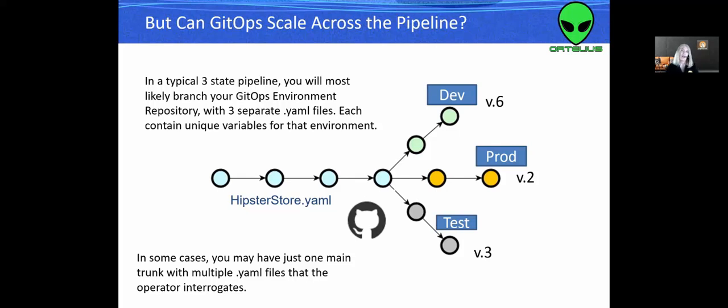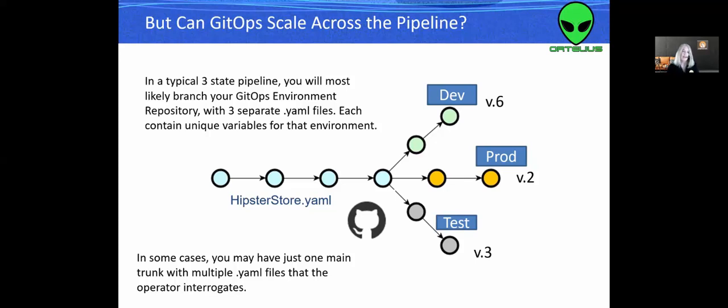So let's just take our first scenario where we have a containerized application. In a typical GitOps implementation, you are going to have a branch of your YAML files to support dev, test, and prod. Each environment may contain separate variables or separate definitions that are unique to that environment. Development and production may not be the same. In some cases, you may just have one trunk, and you may have multiple YAML files that the operator interrogates to try to sort out what variables need to be applied to that cluster based on what state it's managing.